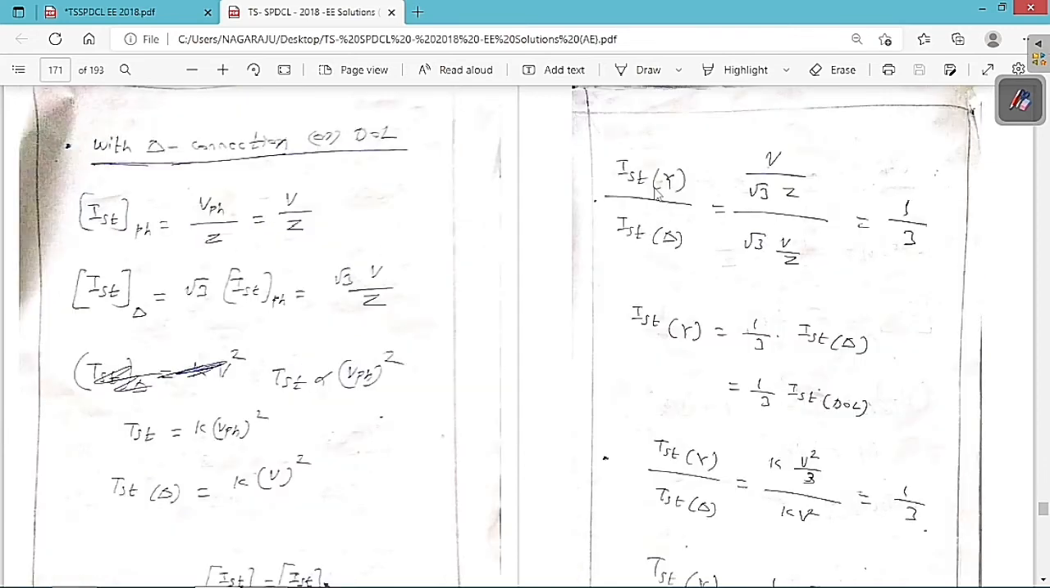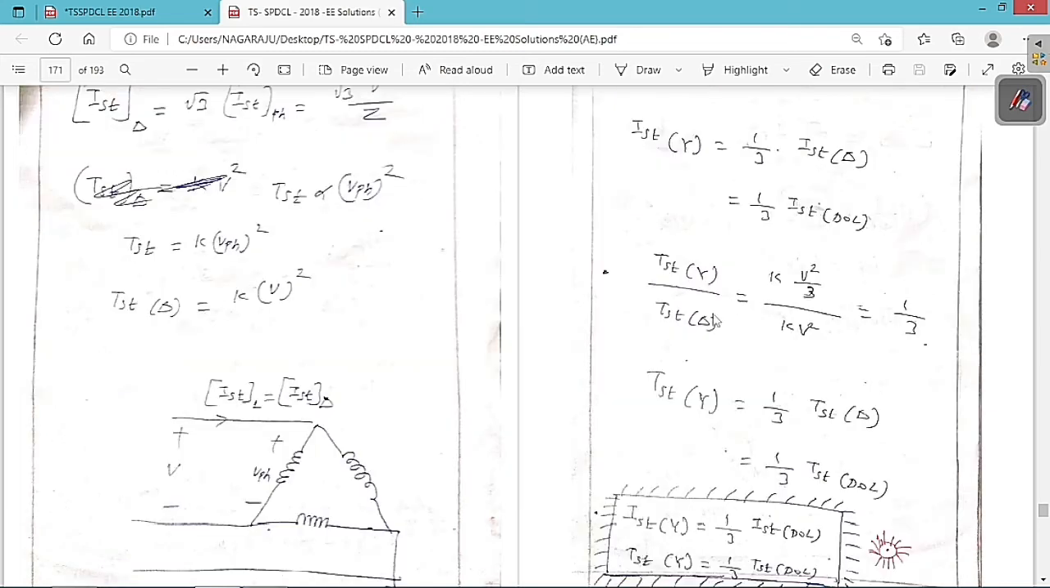Whatever the starting current in the star and the starting current in delta, we know the two expressions. If you divide them, we get 1 by 3. So the starting current in the star connection is equal to 1 by 3 times the starting current of delta. Similarly, if you take the ratio of the starting torque of star connection to the starting torque of delta, we know the two equations, just do the division, and we get 1 by 3. So the starting torque with respect to star connection is equal to 1 by 3 times the starting torque with respect to delta, also called DOL.